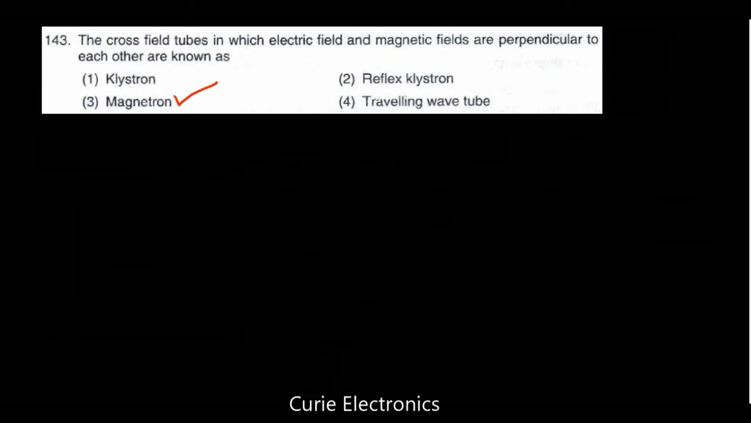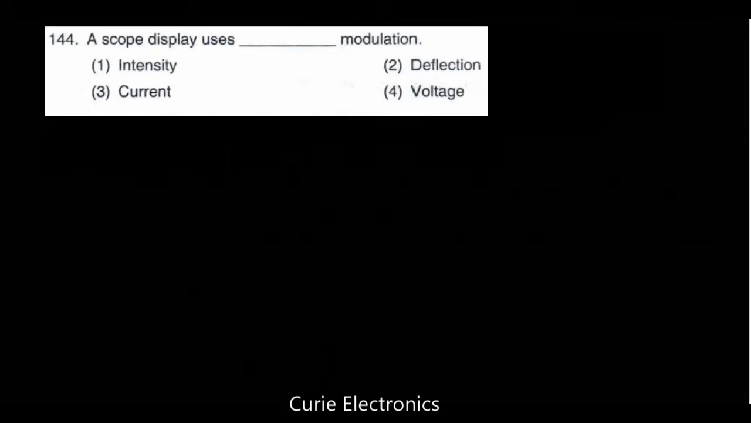TWT, that is, the traveling wave tube. This is also known as TWT. It is used in radars. Most radars use TWT because the duty cycle can be varied for a TWT. Next question.